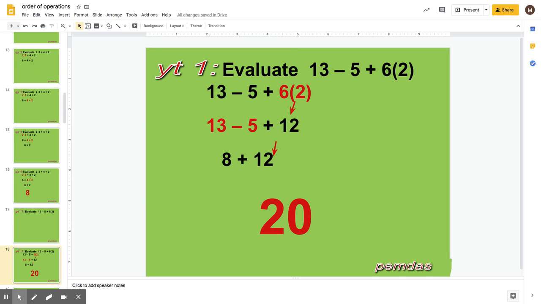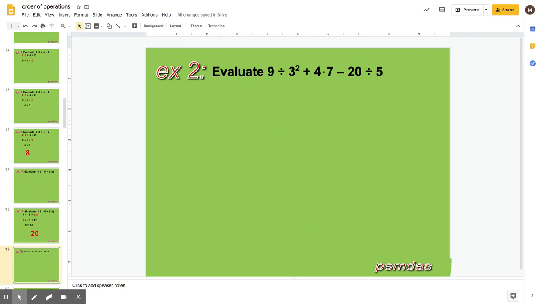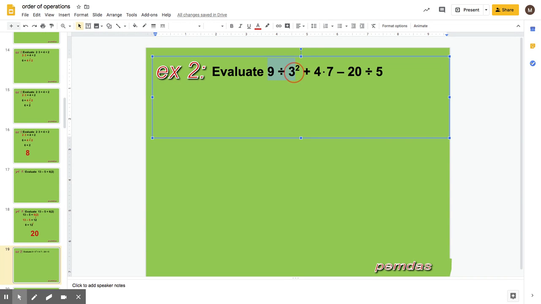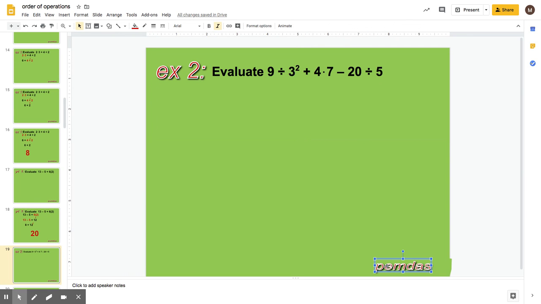Let's do another one. Whenever you see this YT, that means your turn. Here's my example. So we'll do one. Just follow what I'm doing. And as you can see here, I see 9 divided by 3 squared, 4 times 7 minus 20 divided by 5. It looks like a complicated problem, but hey, I got my PEMDAS.